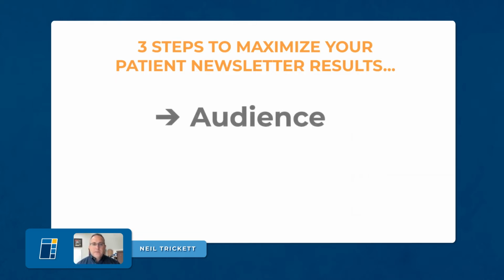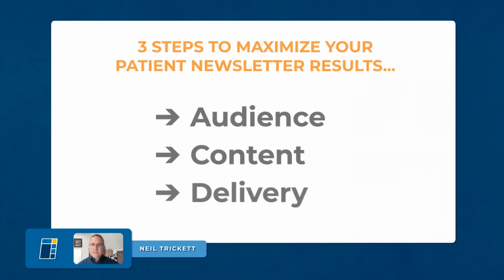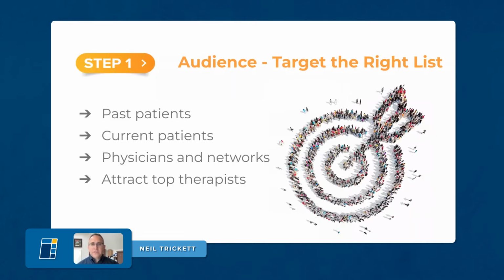So when you're doing a patient newsletter, you first have to think about what is the audience that I'm trying to hit? Your past patient audience, but there are different layers to that audience. What is the content that I want to put in there that's going to have the maximum effectiveness in getting people to be excited and stay connected with me and also take action? And then also the delivery. How am I going to get this newsletter out to my audience in a variety of different ways that's going to have maximum impact? So let's look at step 1 here, which is your audience, and it's targeting the right list.